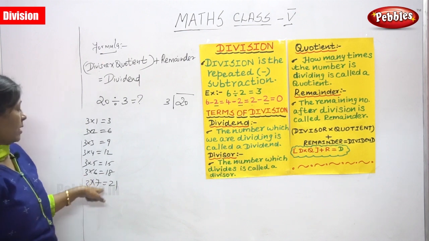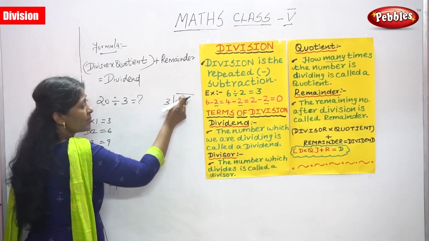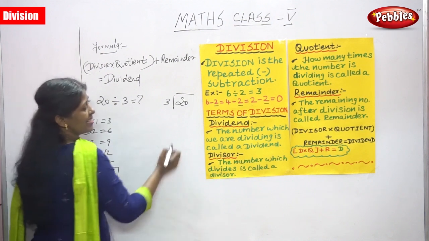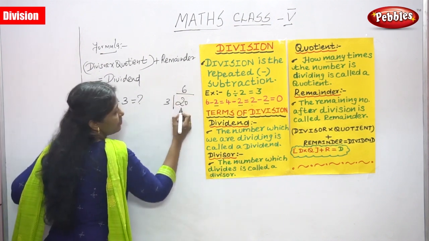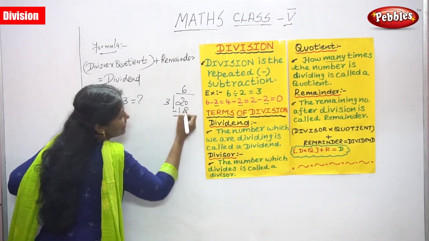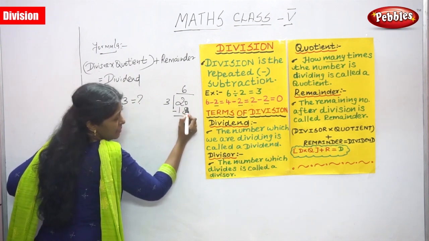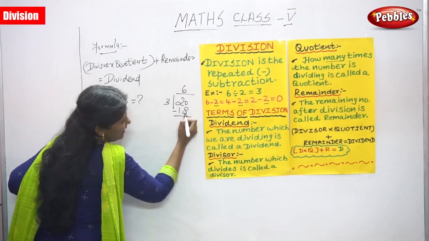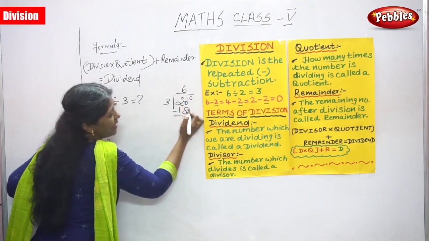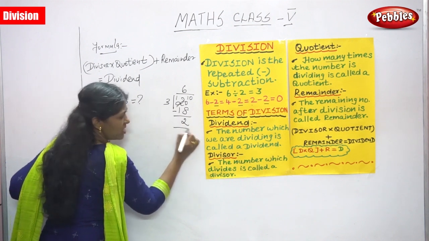So you can't write 21 because you have to write a number less than 20, less than the dividend. So you can take 3 into 6, this is 18. 18 is less than 20. So now we are going to subtract. 0 subtract 8, you can't subtract, so you carry over here. 10 minus 8, you get 2. Here it becomes 1, so 1 minus 1, you get 0. That is subtraction, you know that very well.